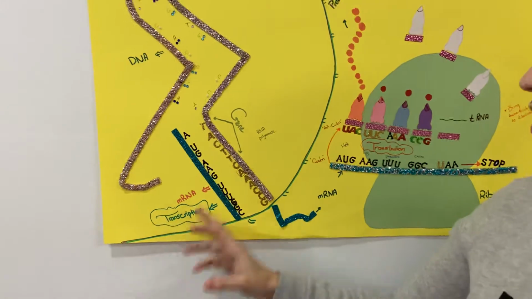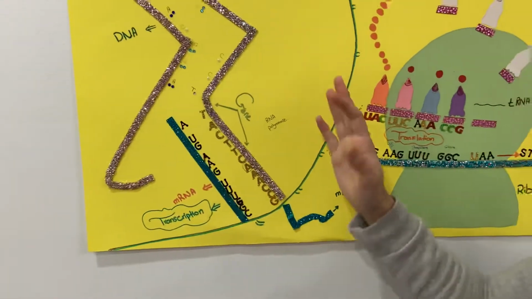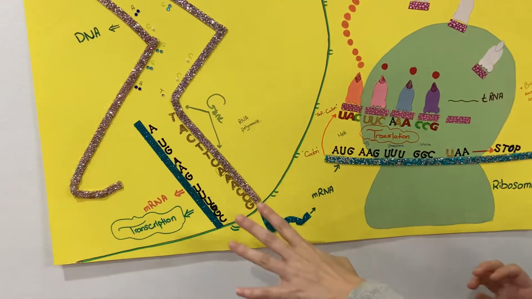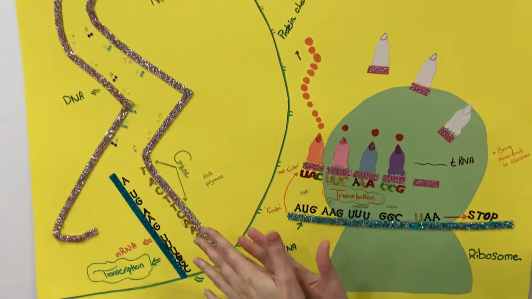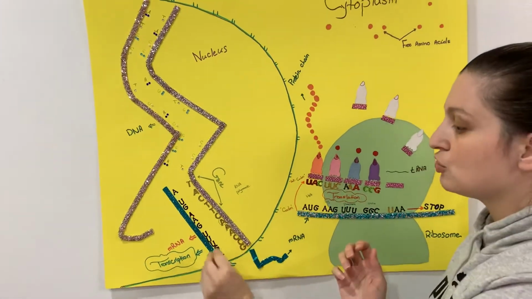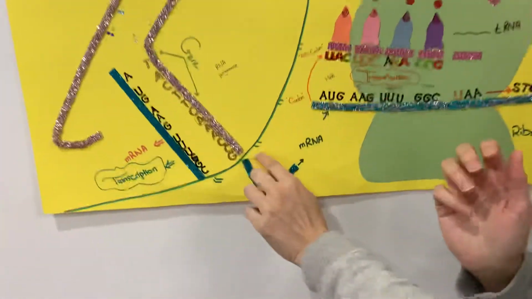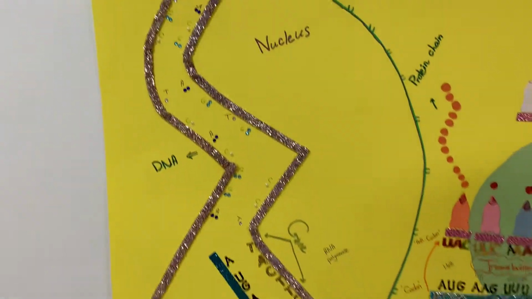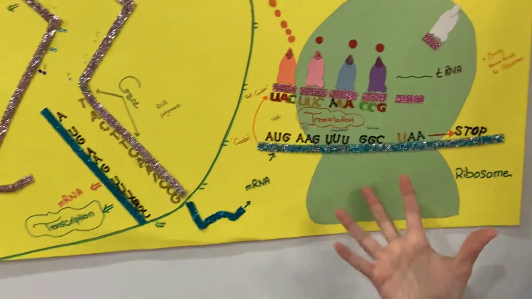After the messenger RNA is completed, the DNA will close and the messenger RNA will leave the nucleus to go to the cytoplasm, specifically to the ribosomes. How does the messenger RNA leave? It leaves through the nuclear pores because it's a single strand and it's simpler than the DNA. So messenger RNA now is in the ribosomes.